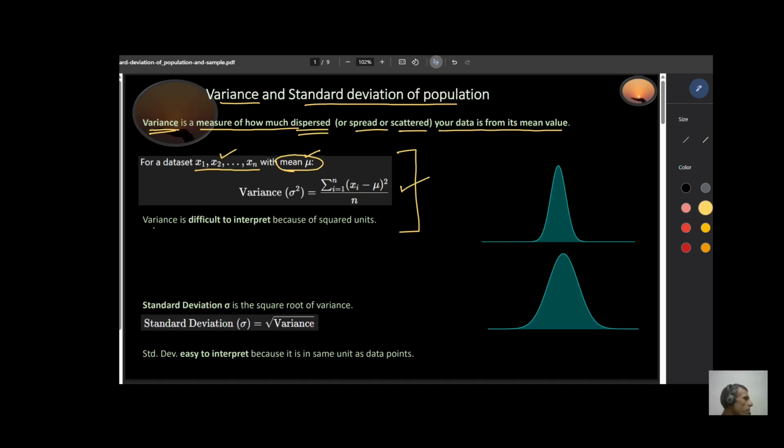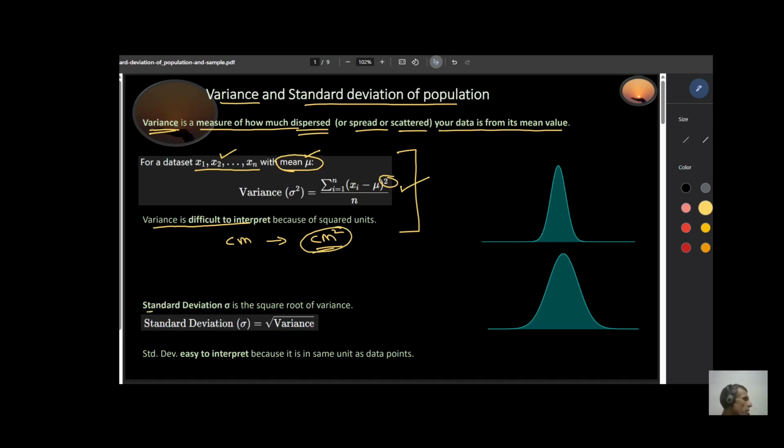Now, one of the problems with variance is that it can be difficult to interpret, and that's because there's a square term over here. Let's say your data is in centimeter. Since you're squaring every single term, your variance will come out to be in centimeter square. And because it is centimeter square, it can be a little bit tricky to interpret.